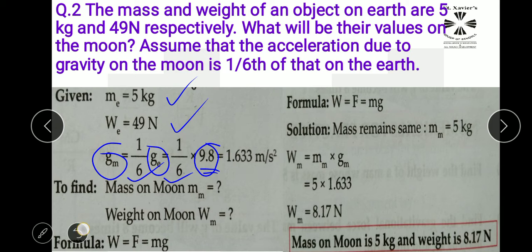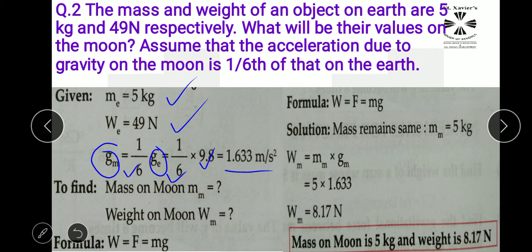I'll repeat again, students. According to the question, gravitation on the moon is 1/6 of gravitation on Earth. Gravitation on Earth is 9.8, so the value is substituted. When you divide 9.8 by 6, you will get 1.633 meter per second square. So this is our g value on the moon. Gravitation on the moon is 1.633 meter per second square.